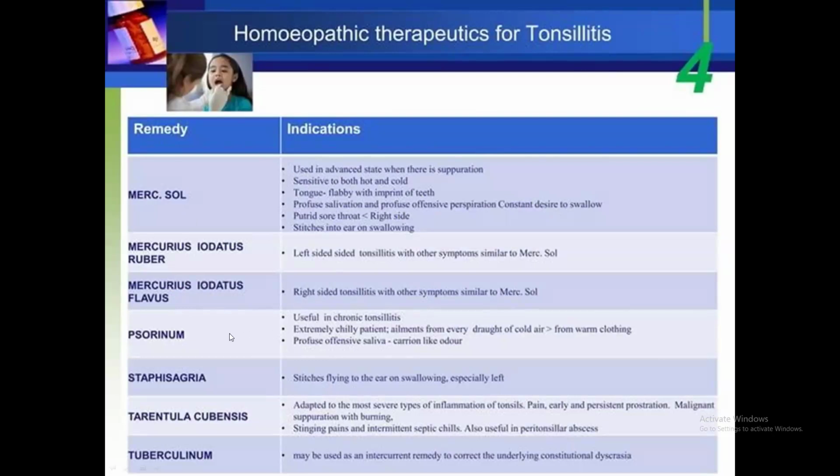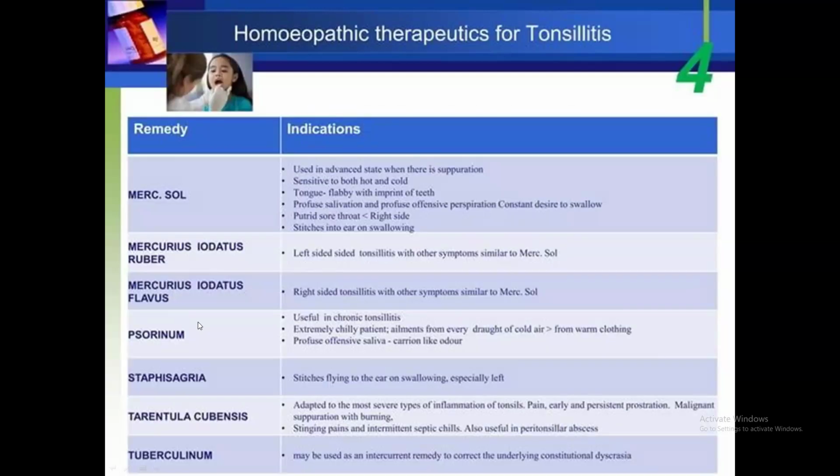Then Psorinum, it is also a good remedy which is useful especially in cases of chronic tonsillitis. In this condition, the patient is an extremely chilly patient, worse from every draft of cold air, with profuse offensive saliva and carrion-like odor. Then the next remedy is Staphysagria. In Staphysagria, there are stitches flying to the ear on swallowing, especially on the left side.